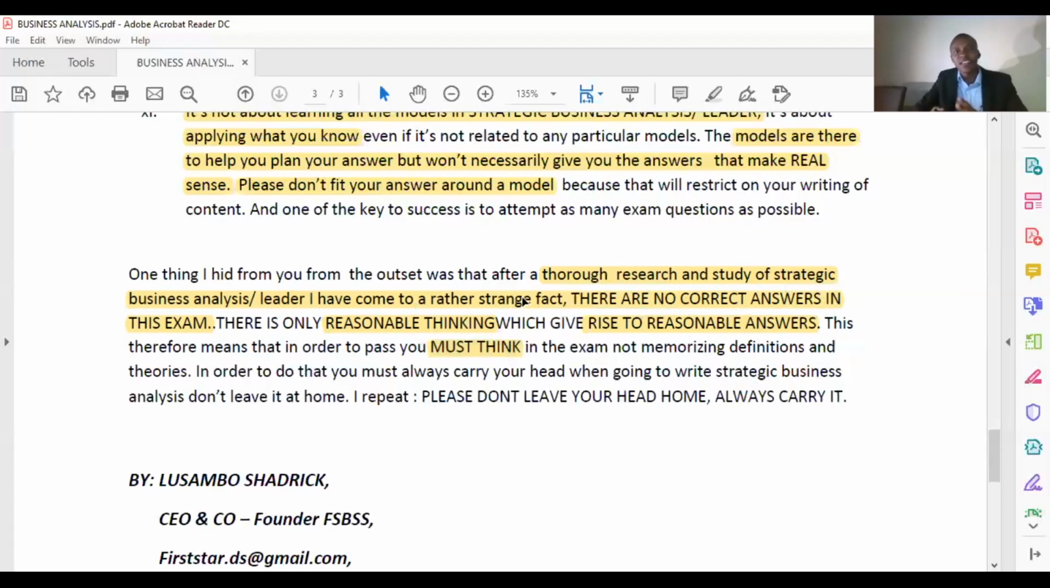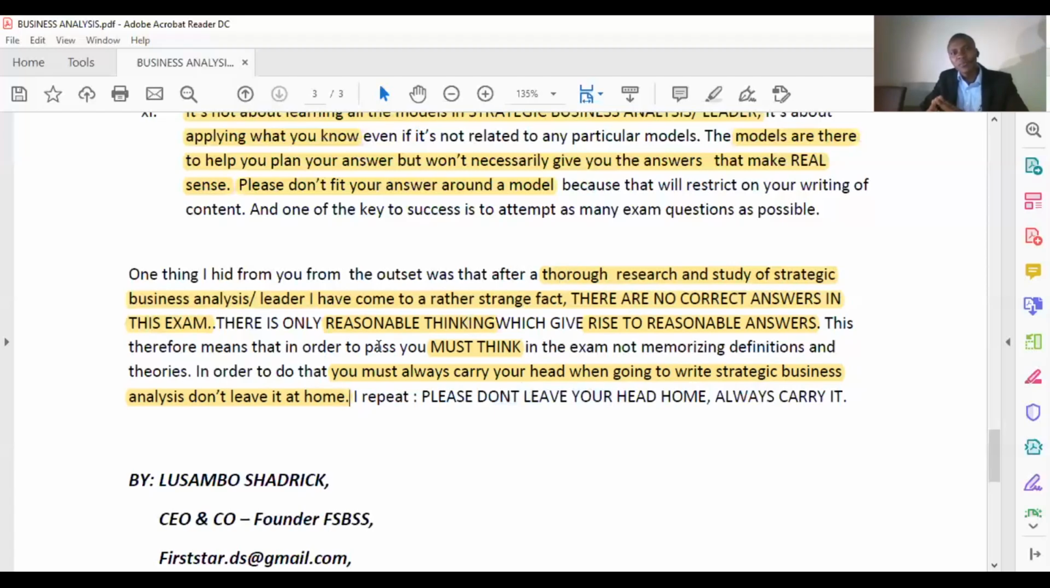You must think. Don't memorize concepts. Don't memorize models. Don't memorize theories. Think in this particular exam. You must think at all costs in the exam. In order to do that, you must always carry your head when going to write this exam. When going for Strategic Business Analysis or Business Leader, please don't leave your head at home.